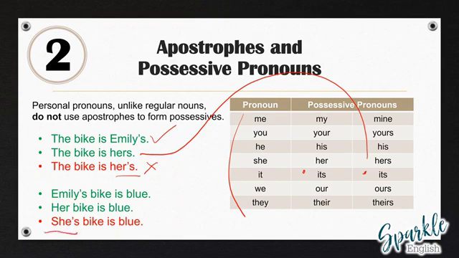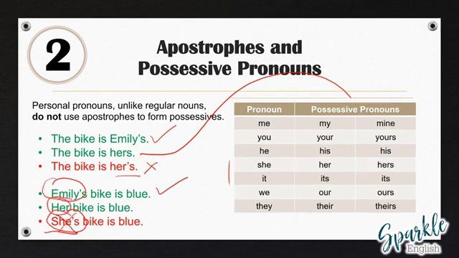And you also, if you look down here, cannot say she's bike is blue. So you can say Emily's bike is blue. But you cannot replace Emily's with she's. It doesn't work like that. You would say her bike is blue.